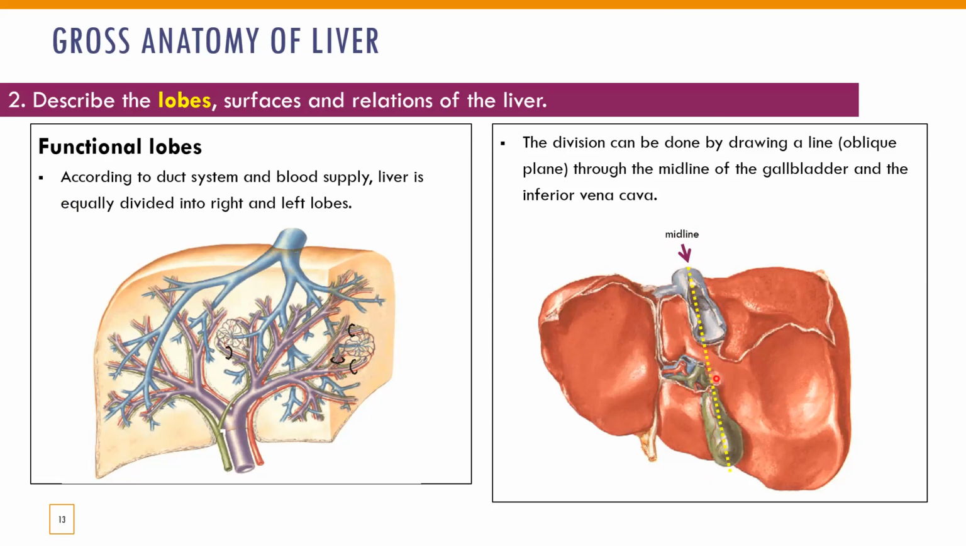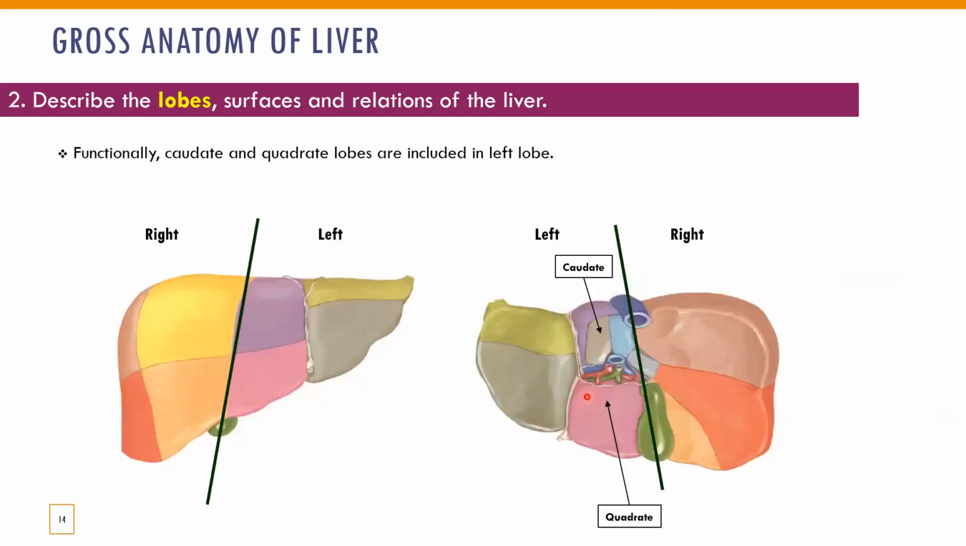So what happens when we divide it at this point? Remember our quadrate lobe and the caudate lobe, they fall into the left lobe of the liver. So there is a right and left lobe based on the functional division, and the caudate and quadrate lobes are included in the left lobe of the liver.